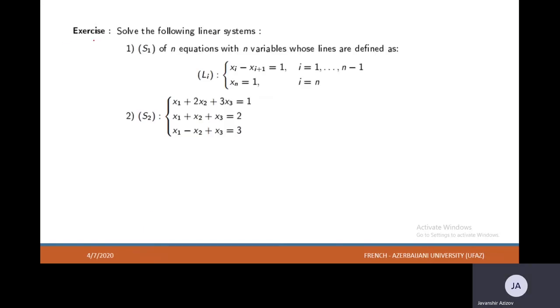Okay, let me give you this example. First one, the system consists of n equations with n variables whose lines are defined as this one. Second system consists of 3 equations of 3 variables. Let's first solve the first one.